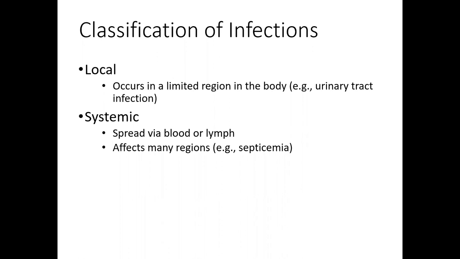And then we have a systemic infection. This occurs when the pathogen invades the blood or the lymph and spreads throughout the entire body. We commonly hear it as bacteremia, and this is when the bacteria is in the blood, or septicemia, which is an entire systemic infection spread via the blood. So this would be like your sepsis alerts, your patients that have an extreme infection.